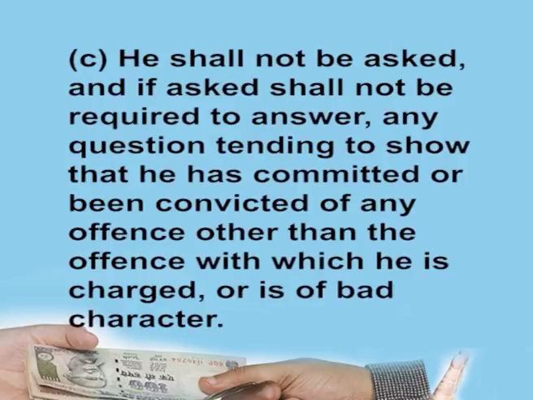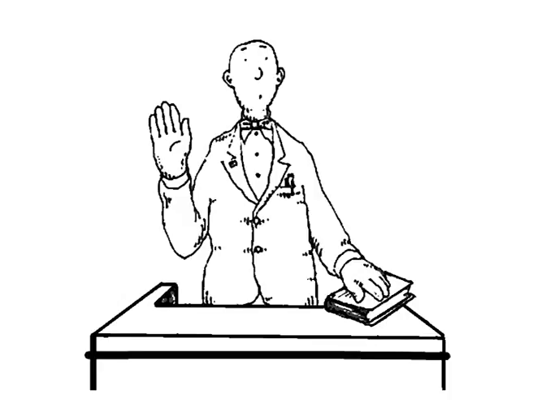C. He shall not be asked, and if asked, shall not be required to answer any question tending to show that he has committed or been convicted of any offence other than the offence with which he is charged or is of bad character, unless, number 1, the proof that he has committed or been convicted of such offence is admissible evidence to show that he is guilty of the offence with which he is charged, or he has personally or by his pleader asked any question of any witness for the prosecution with the view to establish his own good character, or has given evidence of his good character, or the nature or conduct of the defence is such as to involve imputations on the character of the prosecutor or any witness for the prosecution, or he has given evidence against any other person charged with the same offence.